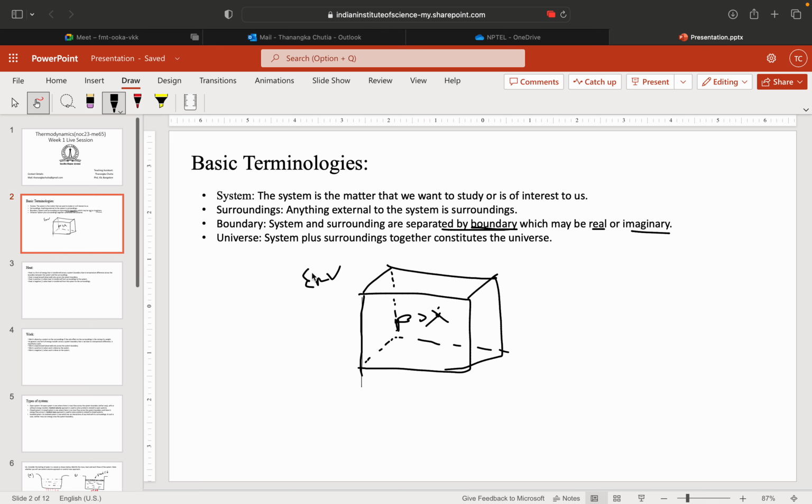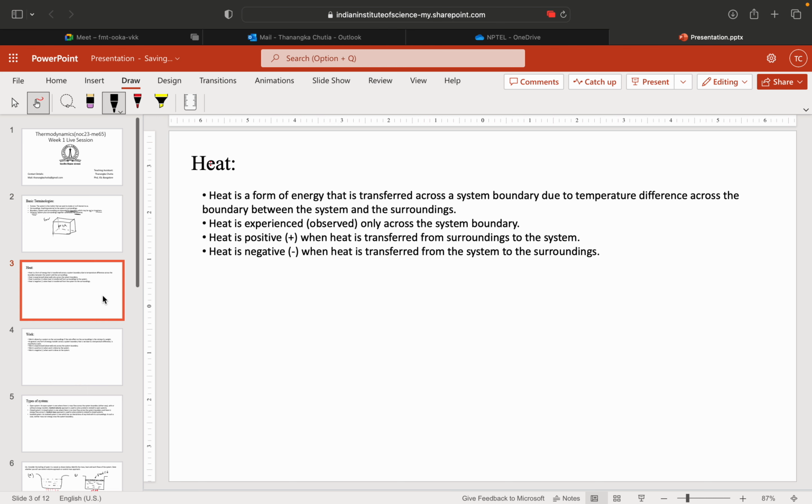Now, what is a universe? If you add both the system and the surroundings, together they are called the universe. So whatever exchange is happening, it is always happening inside that universe.